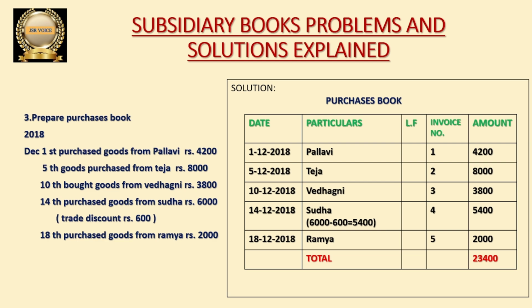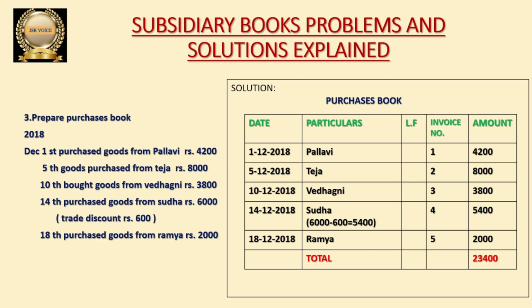See in the solution. In date column, 18-12-2018. In particulars column Ramya, only the name we should take. Invoice number 5. And in the amount column, total amount 2000 I recorded. All transactions are finished. Let us do the totals of the purchases book. Add all the amounts, you will get 23,400. Straight to that, in particulars column you should mention total, because that is the total of the purchases book. That is the answer for this question.